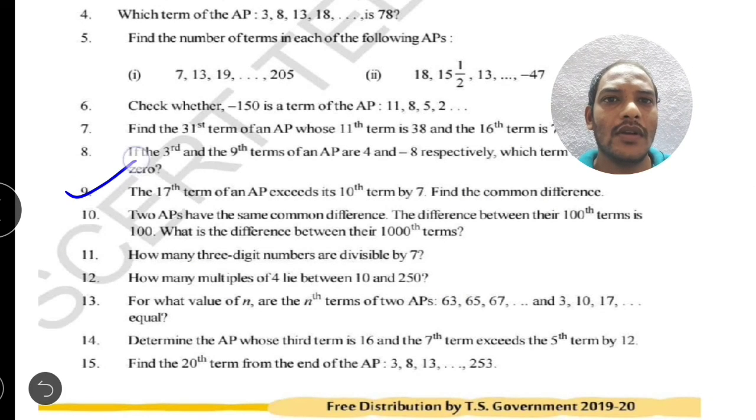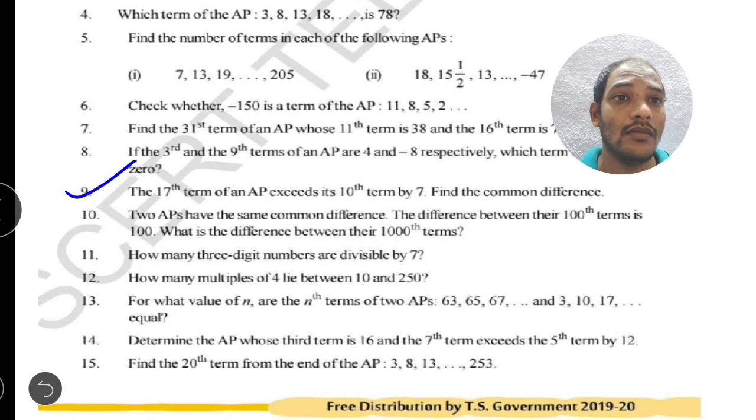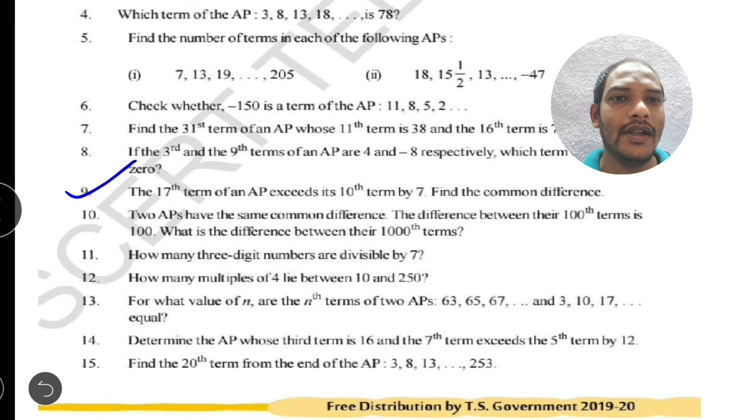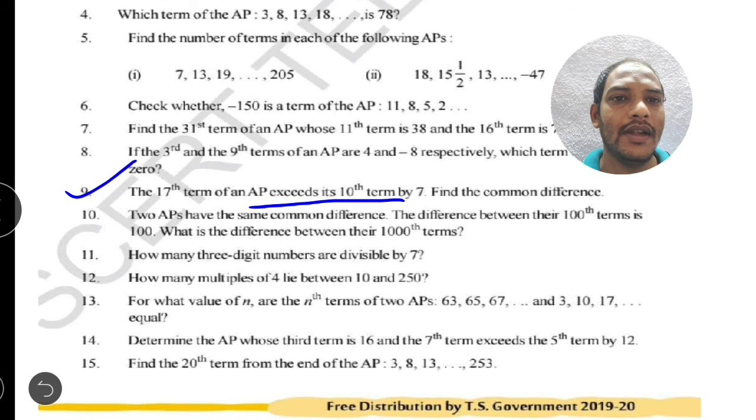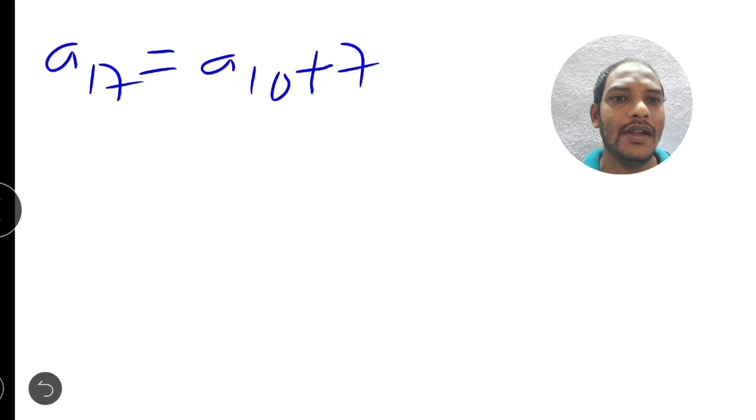Next, coming to the ninth problem: the 17th term of an AP exceeds its 10th term by 7. Find the common difference. So it is just asking for the D value. Okay, same like the 14th problem, where the 7th term exceeds the 5th term by 12. So the 17th term of the AP is nothing but A17, and its 10th term is A10. Exceeds means we have to do the addition. So this is the given information. Then what is the common difference?